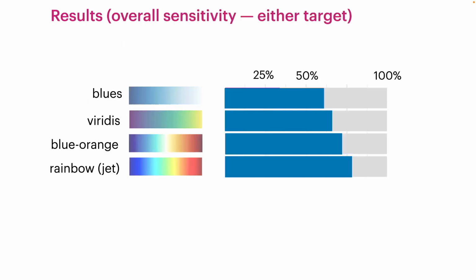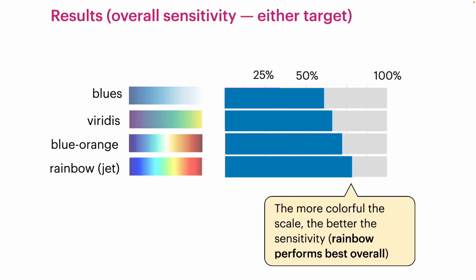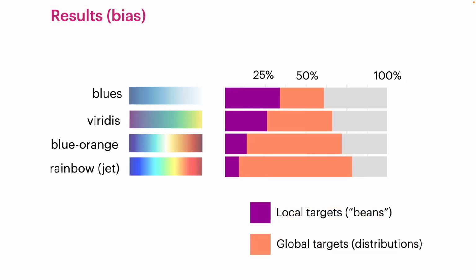We can also look at the overall sensitivity of the task, which is to say detecting either of the two targets. And here, somewhat surprisingly, we see better overall sensitivity with the more colorful designs, with rainbow color maps in particular performing the best here. That said, the overall sensitivity does hide variation in target selection among the different color maps, as we saw earlier. And a better way of looking at color map utility is to really investigate which kind of target they bias participants to focus onto.